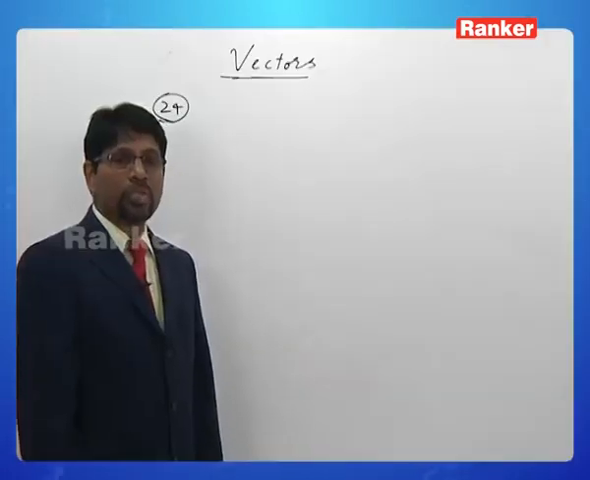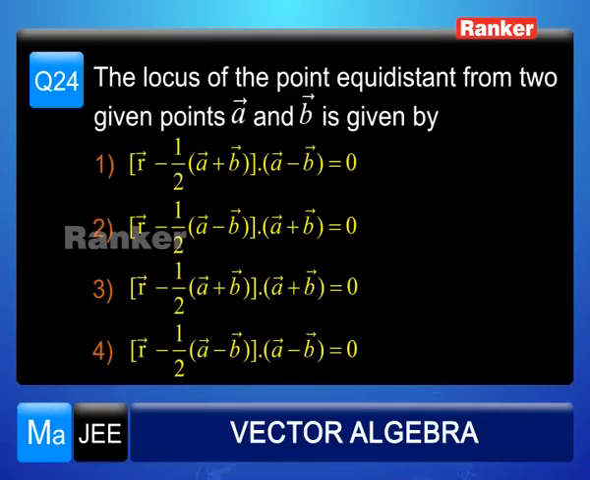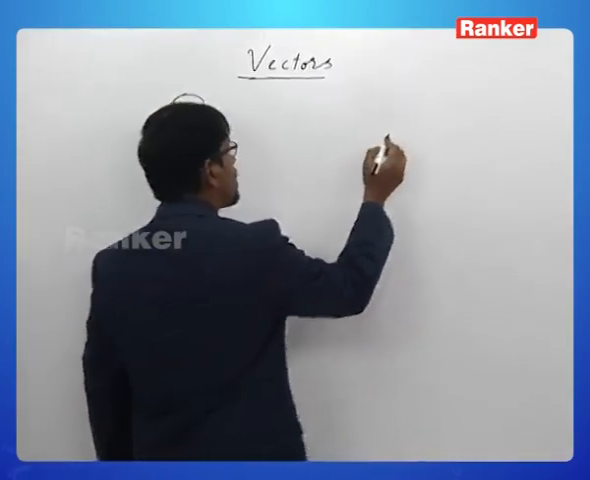Let's move to the next question, question number 24. The locus of the point equidistant from the two given points a bar and b bar is given by: r bar minus half of a bar plus b bar, dot product with a bar minus b bar equals 0. Second, r bar minus half of a bar minus b bar, dot product with a bar plus b bar is 0. Third option, r bar minus half of a bar plus b bar, dot product with a bar plus b bar is equal to 0. Fourth option, r bar minus half of a minus b, dot product with a minus b is equal to 0. Now here r bar is a general point on the locus.